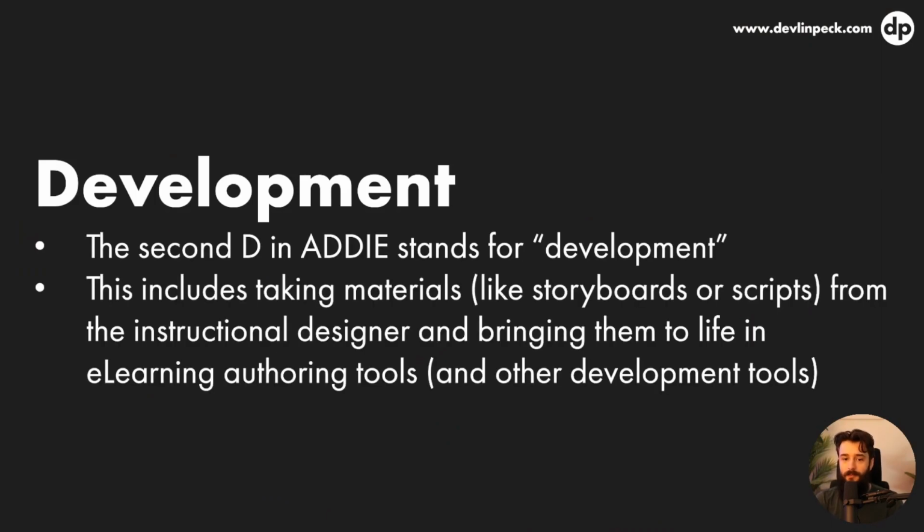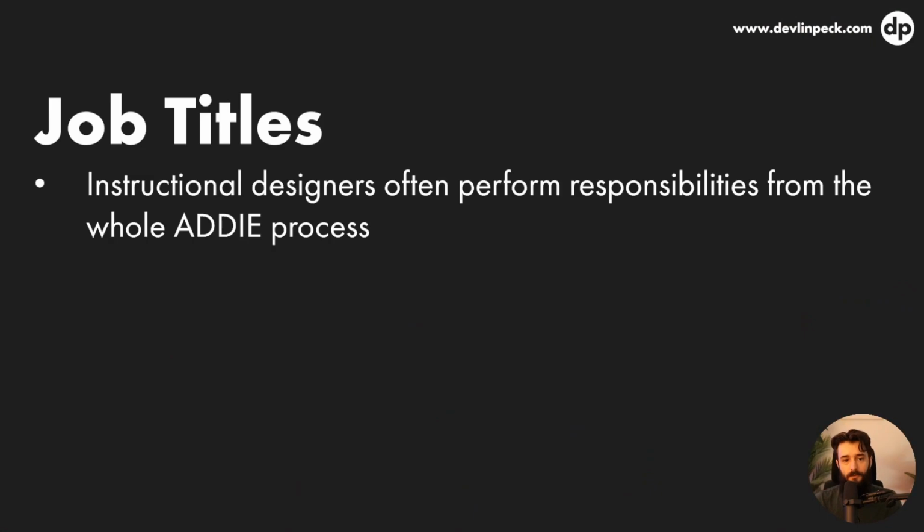So this is where you take the materials from the instructional designer and bring them to life in the e-learning authoring tool. So after that first D, you might have a written storyboard, but then in that second D, development, that's when you'd actually develop it, bring it to life, do the actual programming on a computer. It's where you actually use the tools to bring things into their final form so that they're ready for the audience.